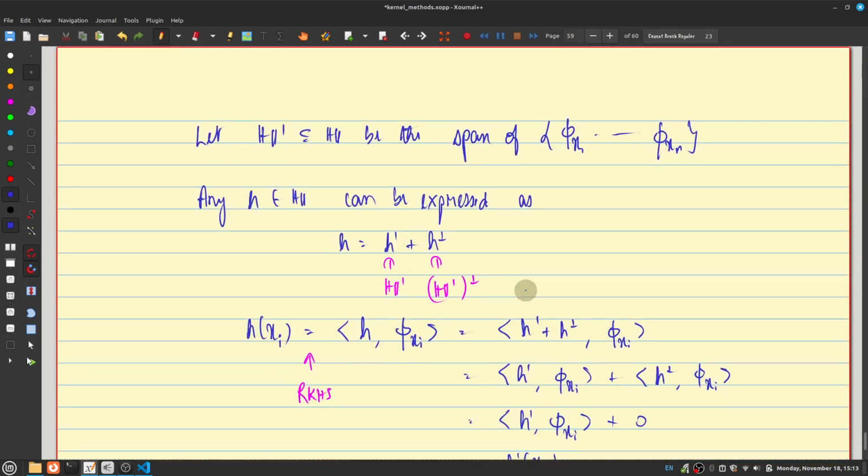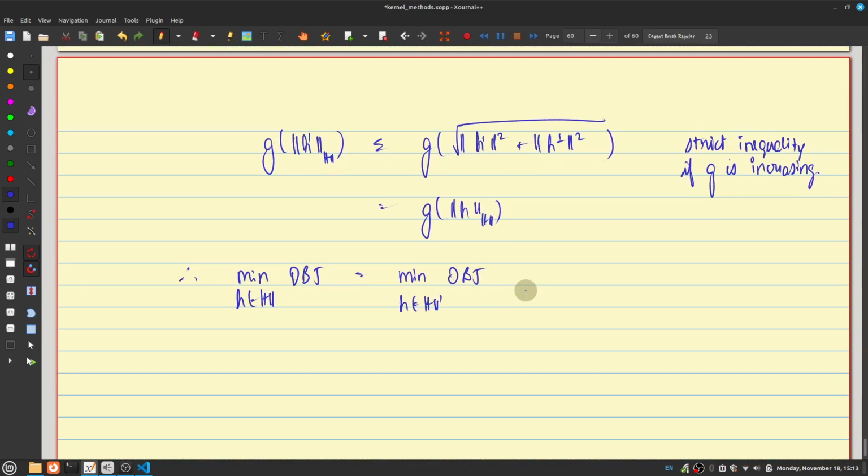Okay, it's a good point. So in this case, potentially, if g is non-decreasing in general, then the objective function for a given h, which does not lie in H prime, could be the same as the objective function of some other h prime that lies in H prime. Correct? So there could be multiple solutions.